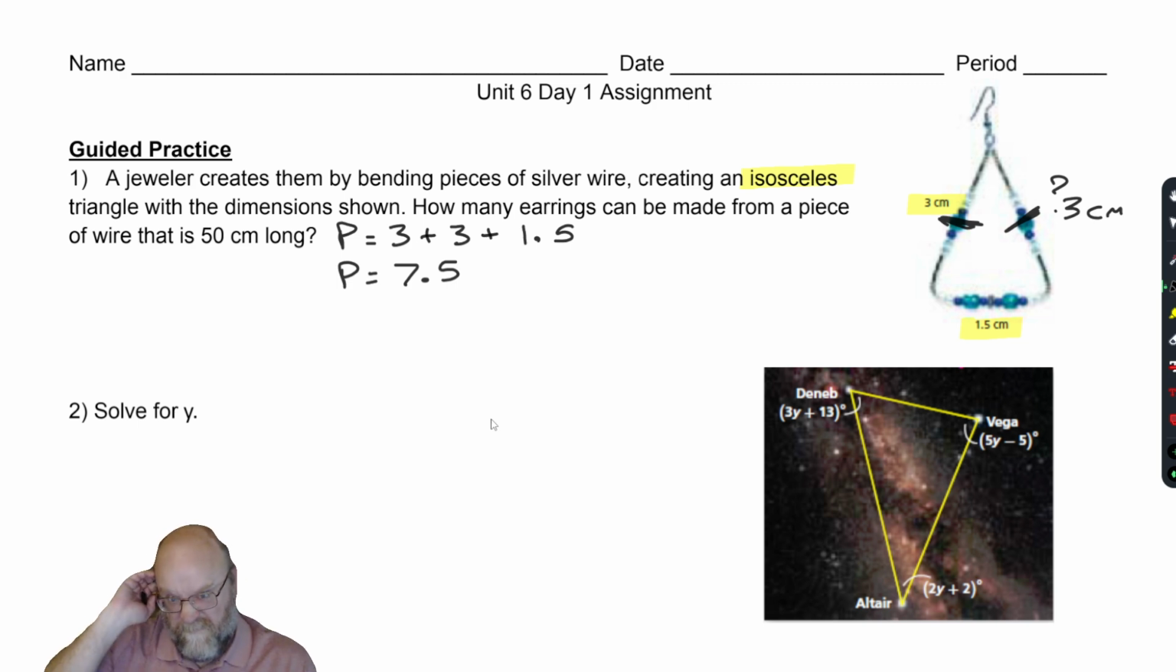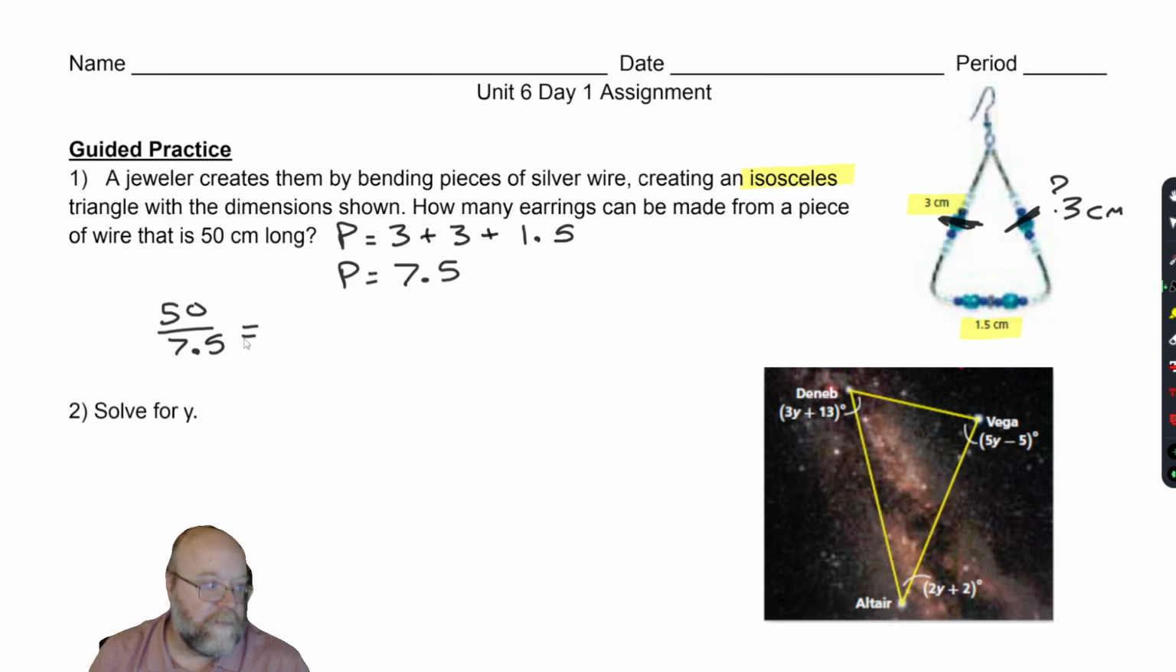Okay. Now I have 7.5 per earring. I got 50 centimeters. How many can I make? Well, you do 50 divided by 7.5. What's that going to be? I have no idea. I know it's going to go to 45. So that's going to be like 6, I think. Yeah, it'll be 6 and a bit. So this is going to be 6.67.